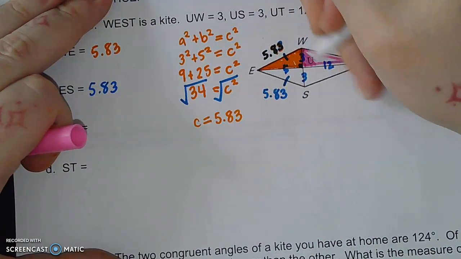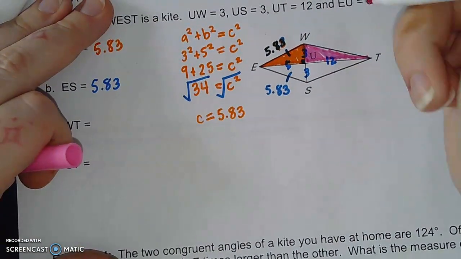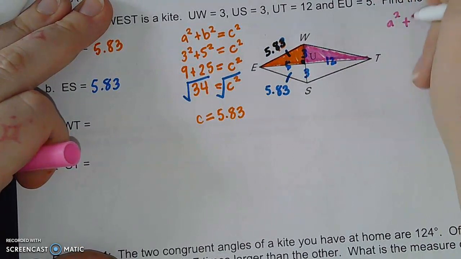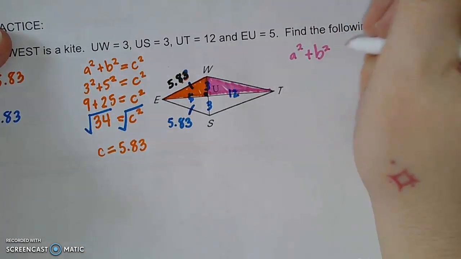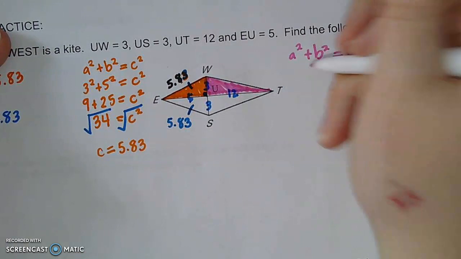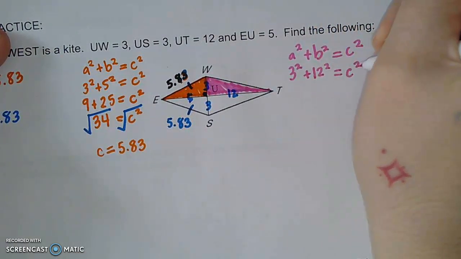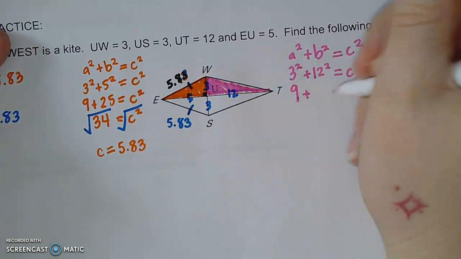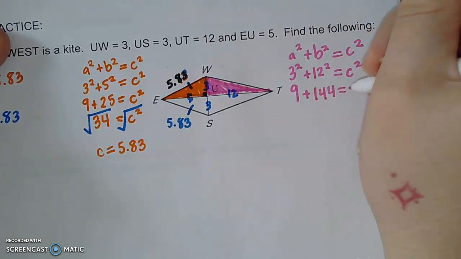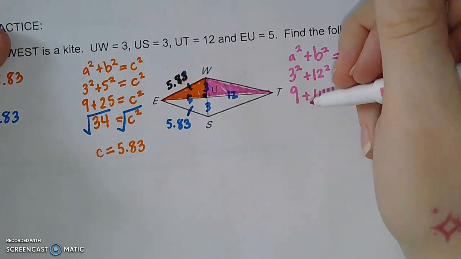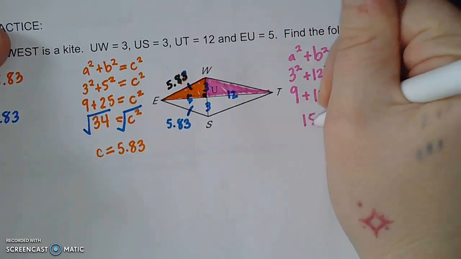Okay. Coming over here, WT is this length right here. So we're going to just have to repeat the process. A squared plus B squared equals C squared. We're doing 3 squared plus 12 squared equals C squared. 3 squared is 9. 12 squared is 144. 9 plus 144 is 153.